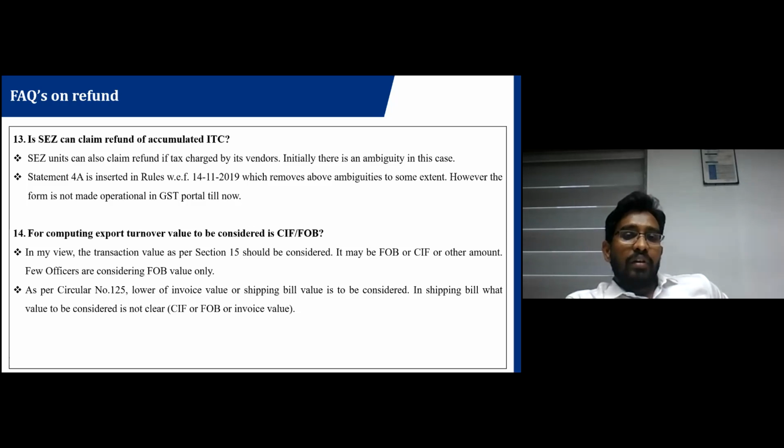In my view, what value should be considered, CIF or FOB? Not that. It is the transaction value. What is the transaction value as per section 15? You should see that it may be CIF, it may be FOB, it may be any other amount. If it is a CIF export, it is the CIF value. If it is an FOB export, it would be the FOB value. If you incur any other amounts in addition to the CIF value, you should add all those values also for computing the export turnover.